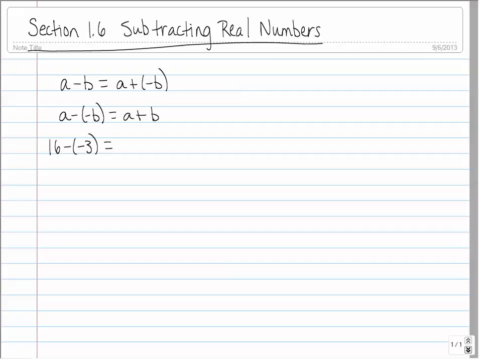16 minus negative 3. So we're going to change that to 16 plus 3. You change the minus sign to a plus, and you change the negative 3 to a positive 3. So 16 plus 3 is 19.